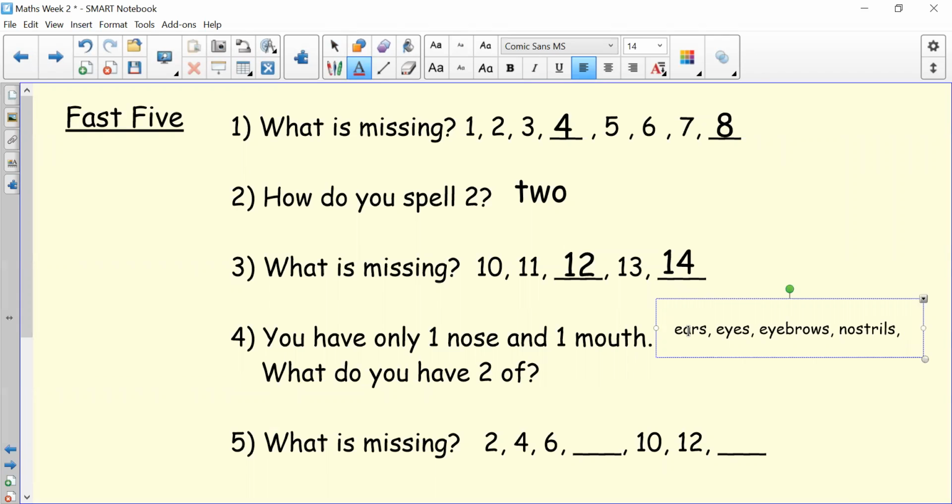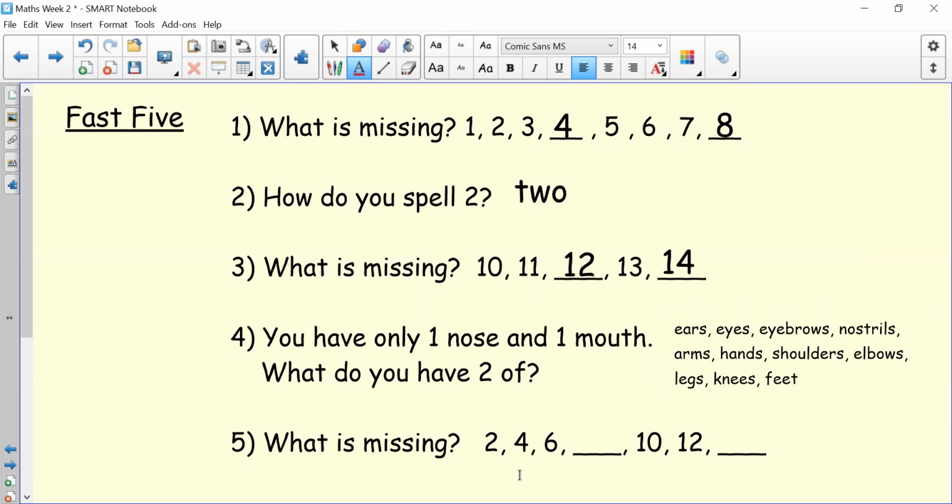then 2 arms, 2 hands, 2 shoulders, 2 elbows, 2 legs, 2 knees, 2 feet. Wow, lots of things we have 2 of, isn't there? I wonder if I've forgotten any. Do let me know if I've forgotten any.